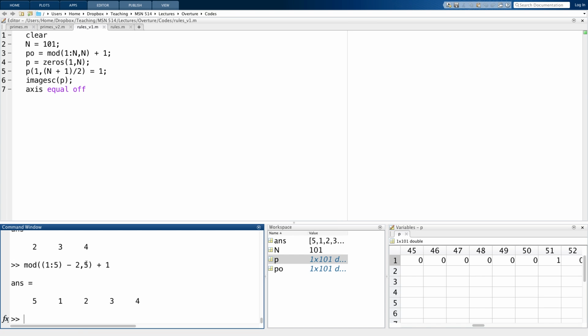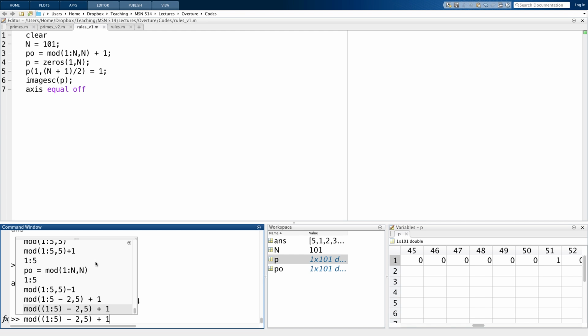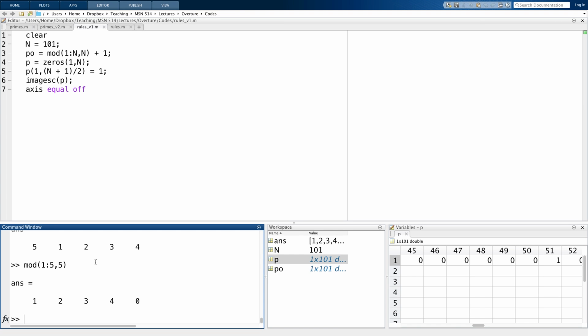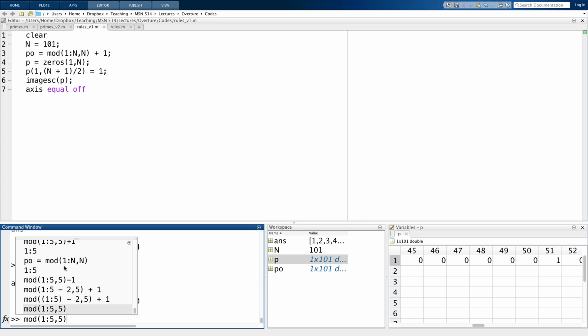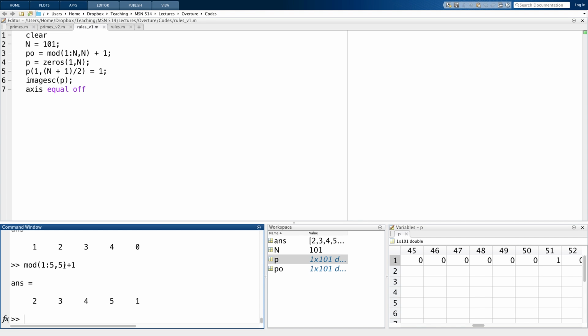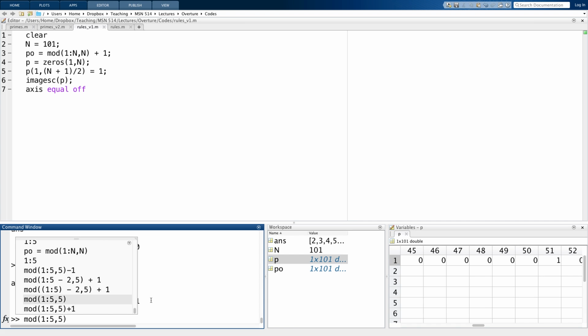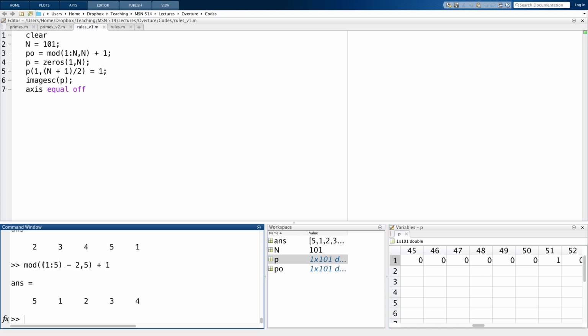You didn't understand this one or the previous one? Let's do the previous one. This is okay, right? What if I do plus 1 to this vector? It's 2, 3, 4, 5. Then 1 is here. And what we do next is we take this 1 to 5 minus 2.